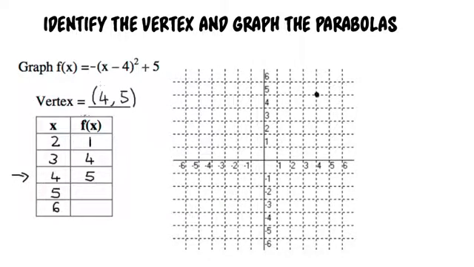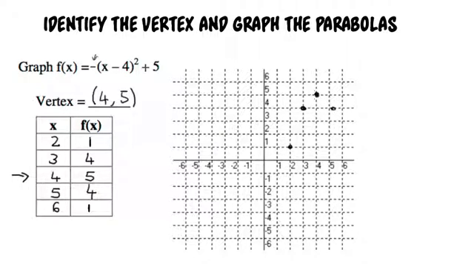When x is 5, 5 minus 4 is 1. 1 squared is 1. Negative 1 plus 5 is 4. And when x is equal to 6, 6 minus 4 is 2. 2 squared is 4. The negative out front here, always present, gives me a negative 4 plus 5 is 1. So now I have my table of values, (2, 1), (3, 4), (4, 5).